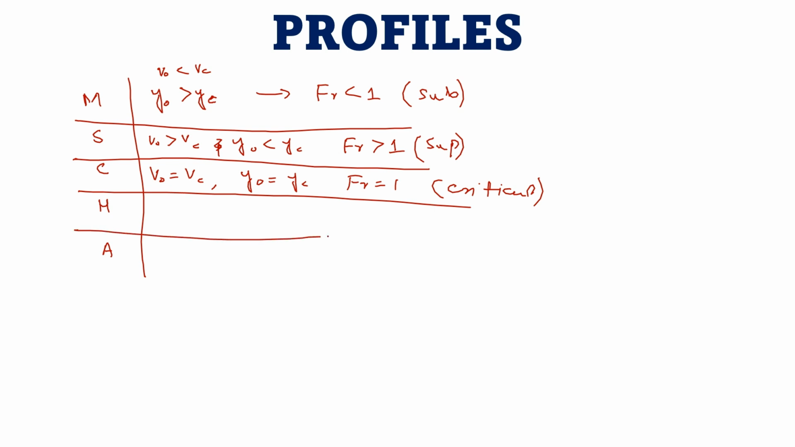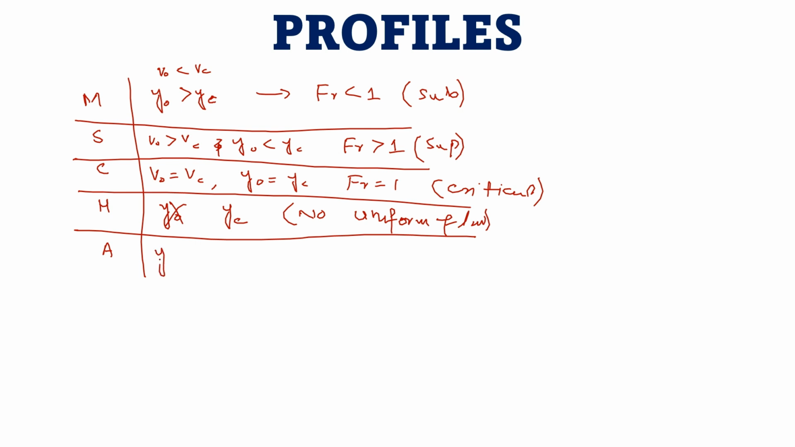In horizontal case, there will be no flow. It means that there is no y naught. So we have only yc and no possibility of calculation of Froude number. It means that we can say that no uniform flow will occur in the channel.